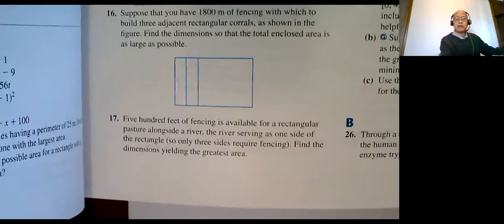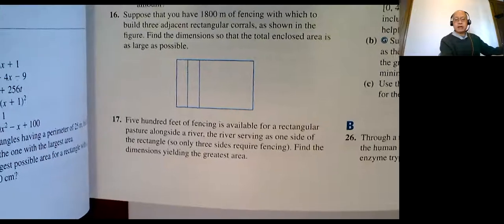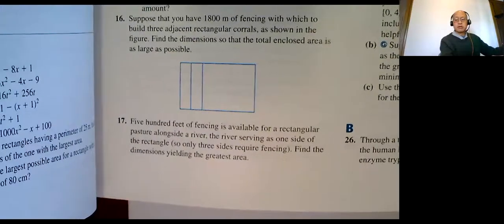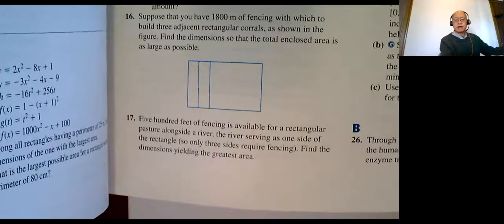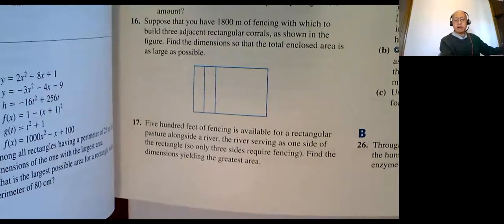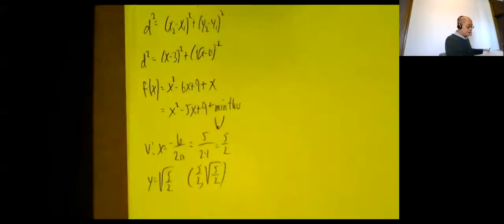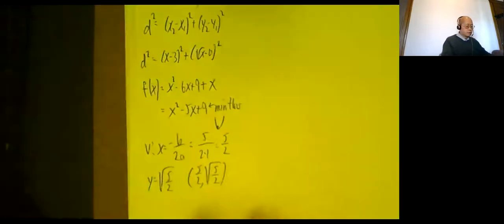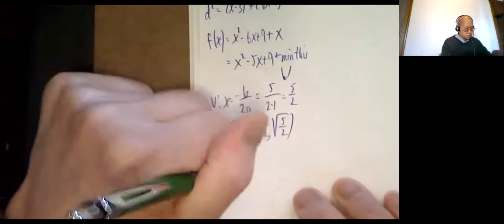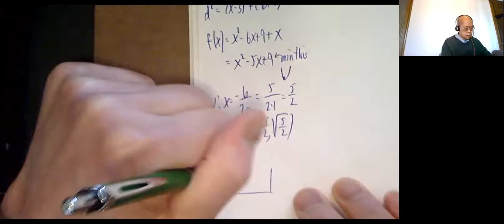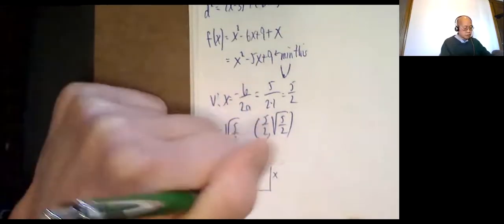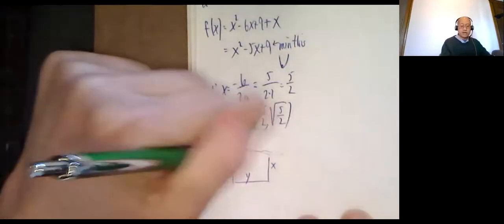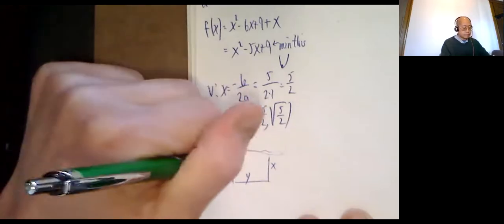17: 500 feet of fencing is available for a rectangular pasture along a river. The river serves as one side of the rectangle, so only 3 sides require fencing. Find the dimensions using the greatest area. Okay, so we have 500 feet for 3 sides. I'll call that X. This is also X. This is Y. You don't need fence over here, supposedly.